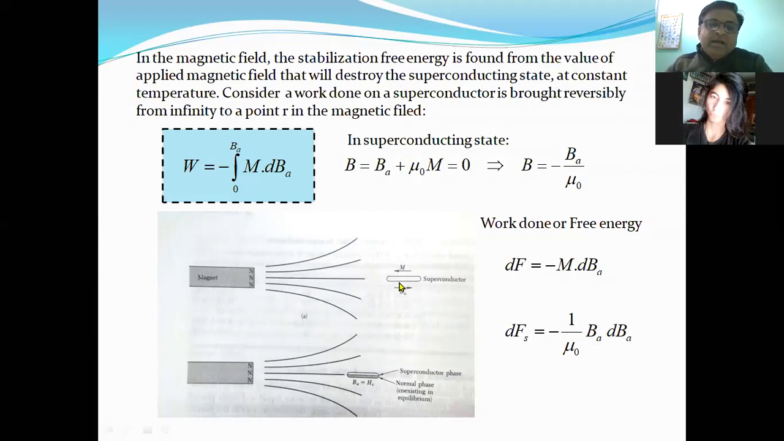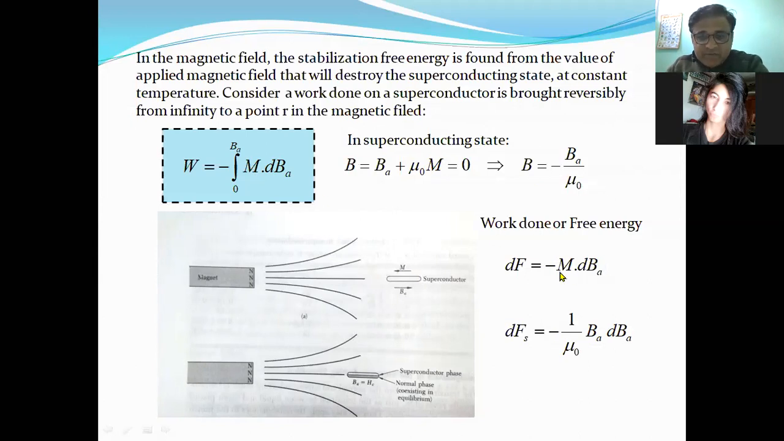Here this arrow is showing M in the opposite direction, because we know that superconductors are diamagnetic. We learned it, and that means the applied field is equal to the induction in the opposite direction. So as the total induction is zero, basically the magnetic moment produced in the opposite direction to the applied field cancels it and the induction is zero. So that gives us that B is equal to minus BA upon mu naught.